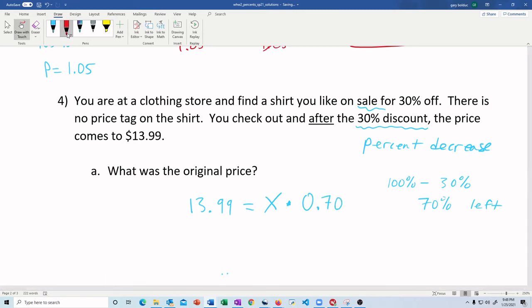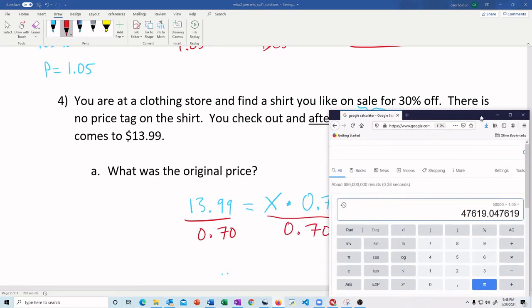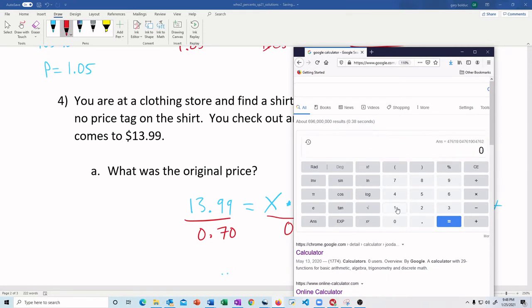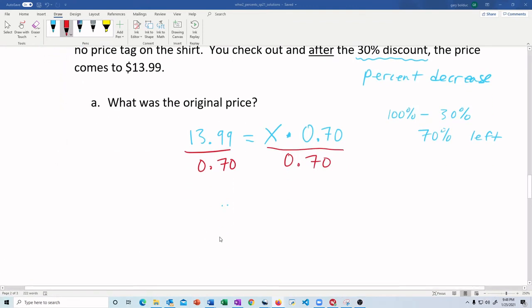Same process as before, right? Multiplying, how do I undo? I divide. Okay, let's plug this into our calculator. $13.99 divided by 0.70 is $19, and we'll round 99 cents. Do a little rounding here. This gives me X. My original price is $19.99. So before the discount, it was $19.99. Woohoo!